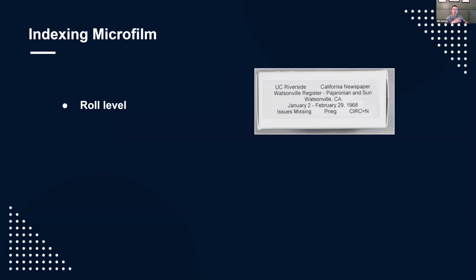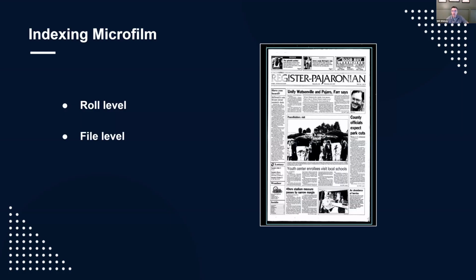You find the roll, then you look for the images. Very simple, very cost effective. You may want file level. Let's use that newspaper example. Down to the issue date is very common. So each issue is, let's say, 10 to 20 pages. We index at the file level, which for a newspaper would be the issue.